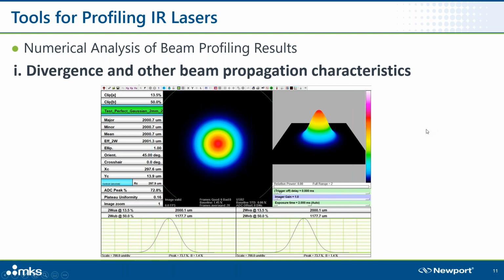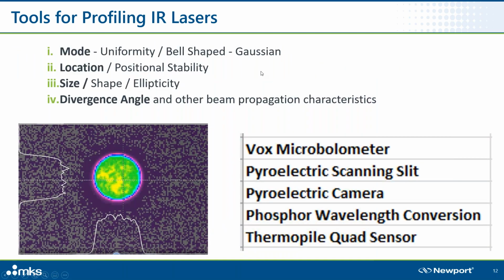Another representation here of a commercially available beam profiling software product. This is the DataRay software. So mode, location, size, and divergence angle, along with other beam propagation characteristics, are easily measured with commercially available systems.